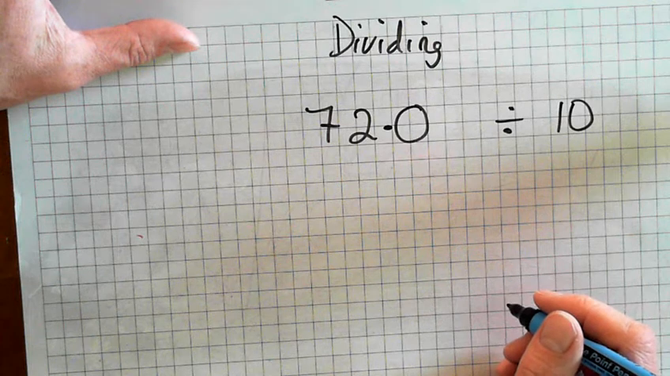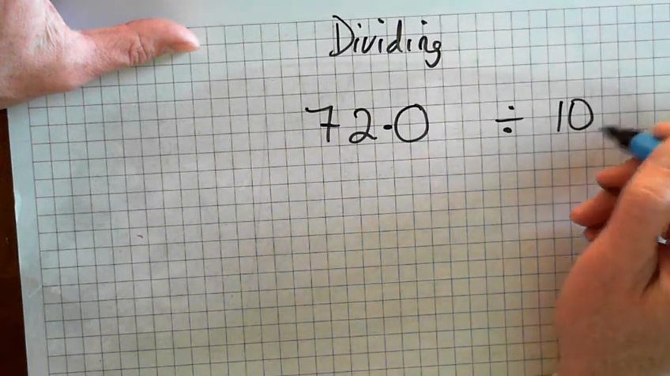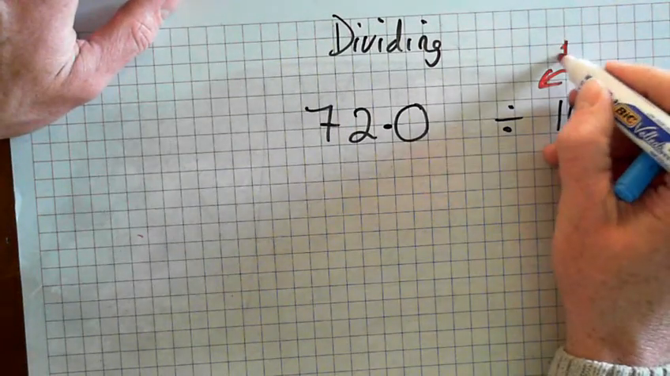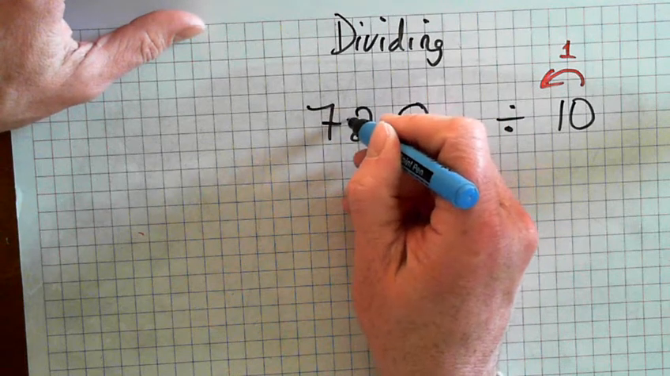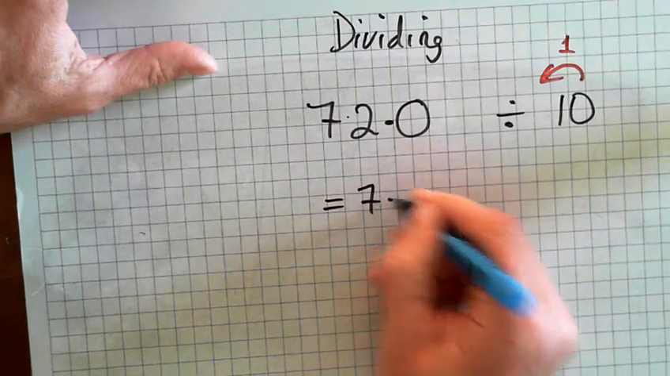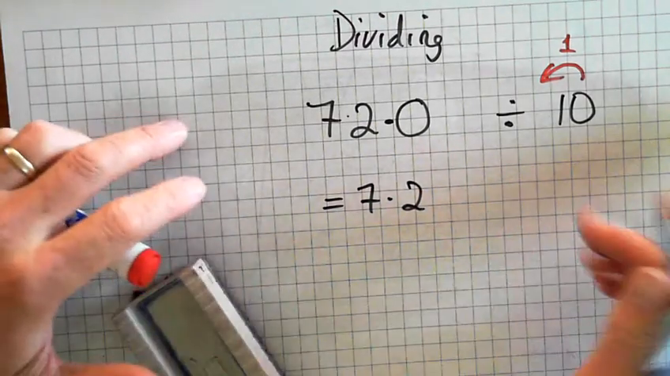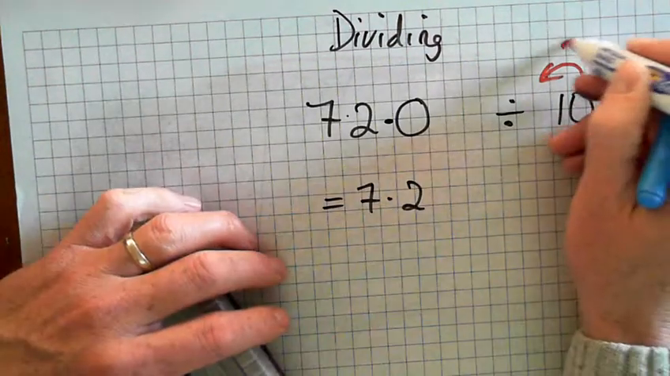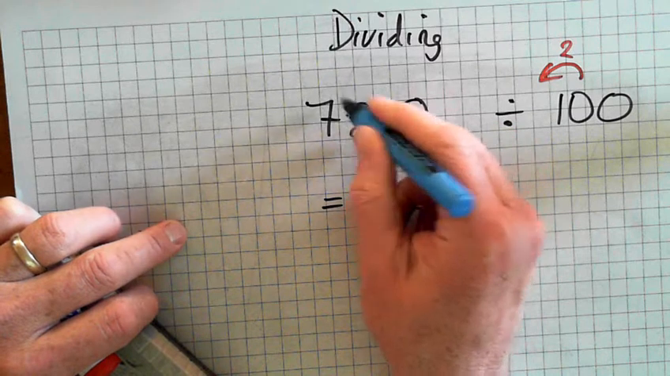Look up. When you're dividing by 10, there is 1 zero, which means move the decimal point 1 place to the left. The answer is 7.2. Okay. Now, what happens if I divide by 100? 2 places to the left. 0.72. So 1, 2.